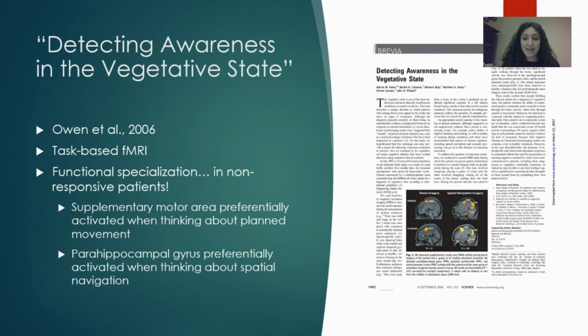The fMRI scans in this study showed that when patients imagined playing tennis, their supplementary motor area was activated. But when they imagined walking through their home, their parahippocampal gyrus was activated. These patterns of activation match those of healthy control patients, indicating that the localized brain activity was not random and confirming our pre-existing knowledge of functional specialization.